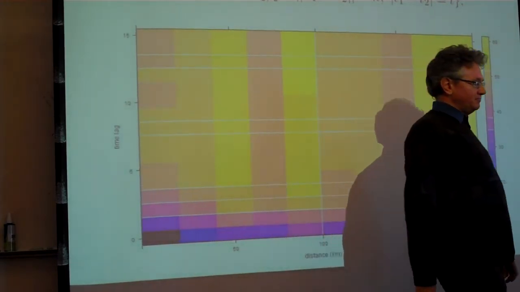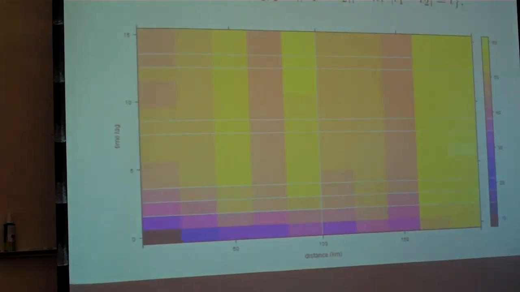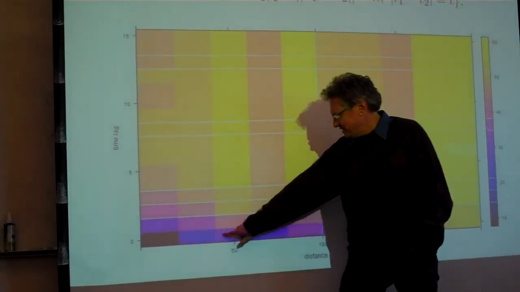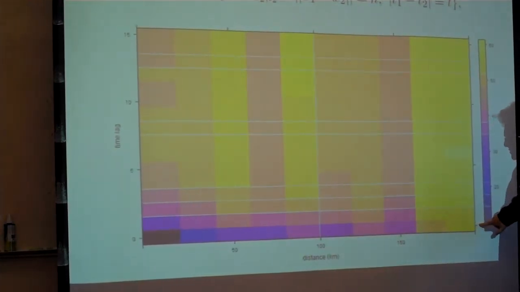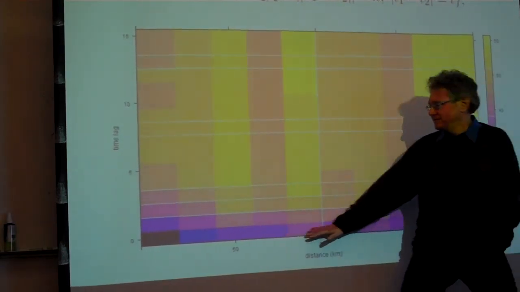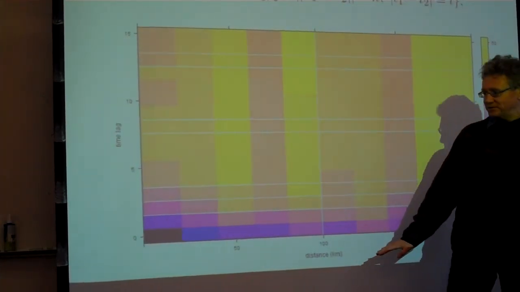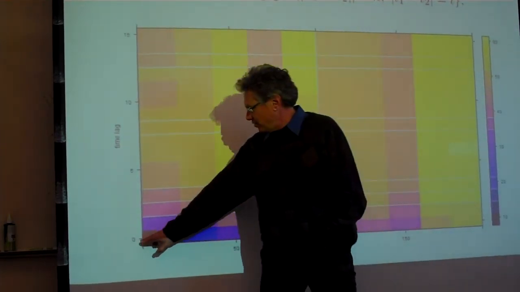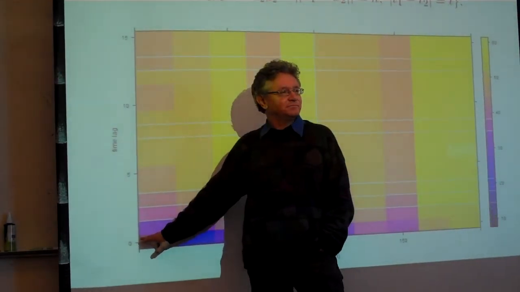The response variable is PM10, so some kind of atmospheric data. So we have distance. This is the estimate of the spatial variogram, right? So this is looking across space, comparing all the observations at a given time.